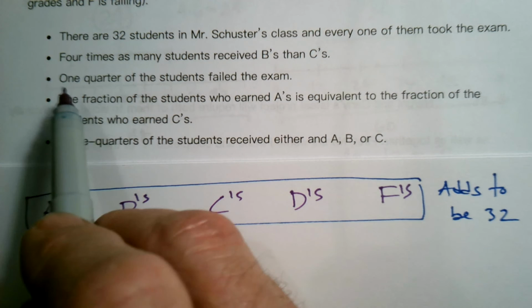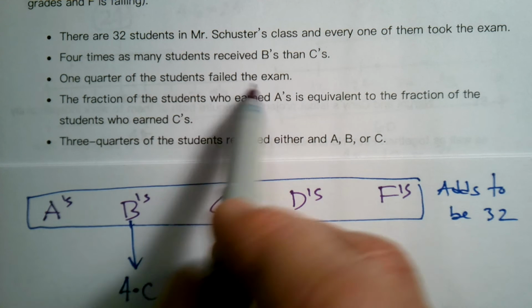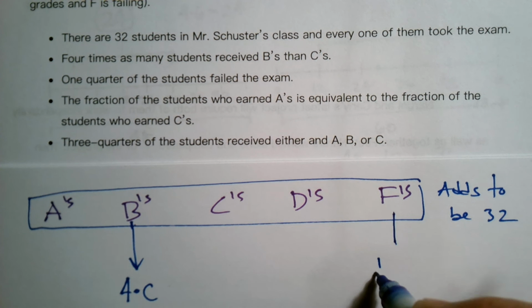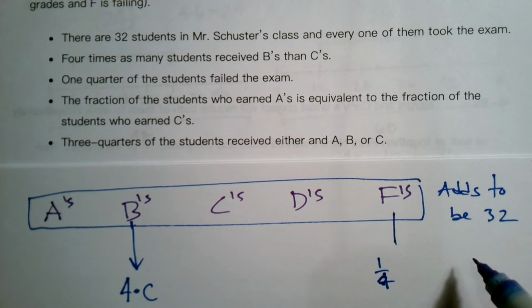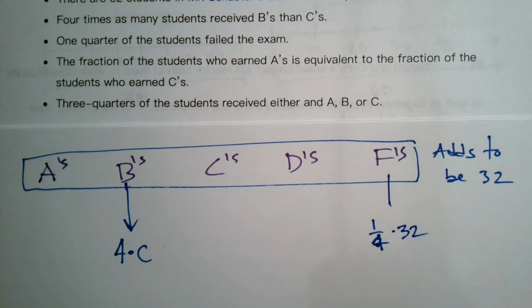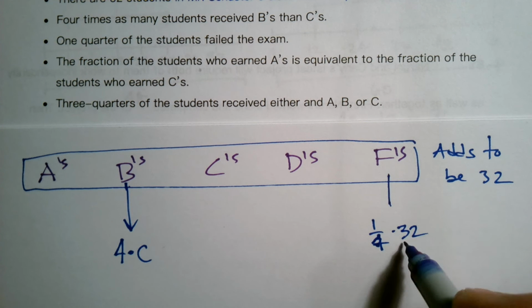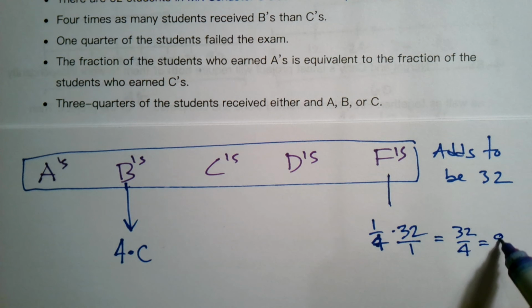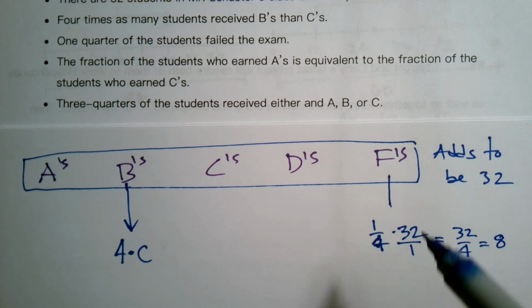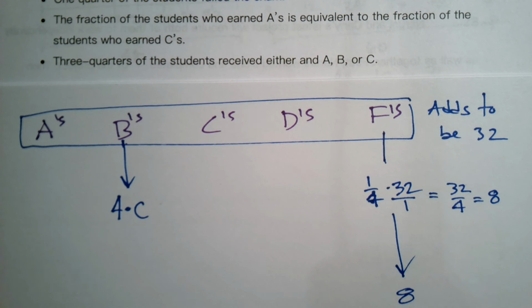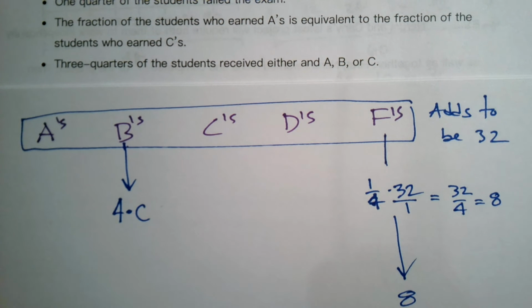Then the next says 1/4 of the students failed the exam. Ooh, that's nice. And we already know how many students took the test, so what's 1/4 of 32? Put the 32 over 1, multiply straight across. You get 32 over 4, which is equal to 8. So I have one of my answers: there are 8 F's. So far, so good.